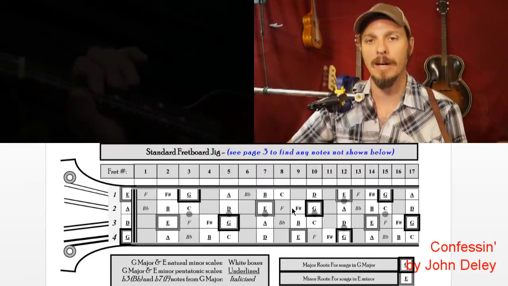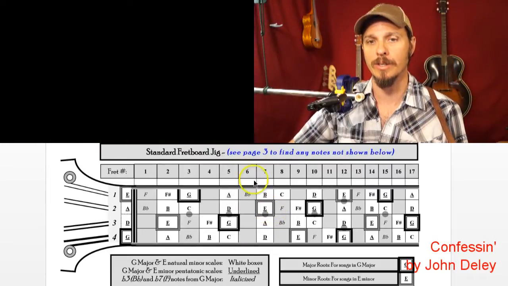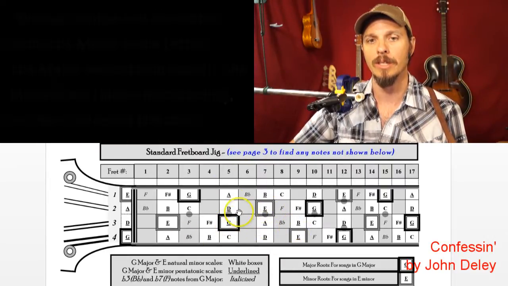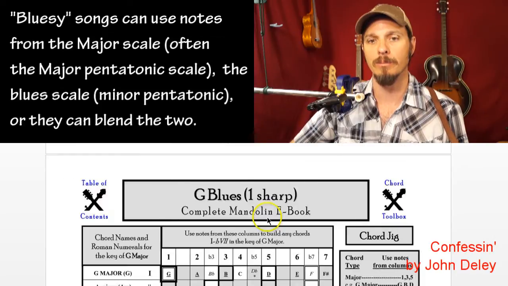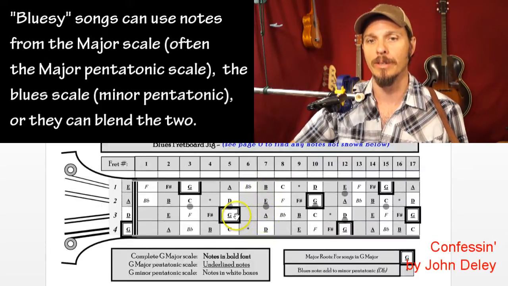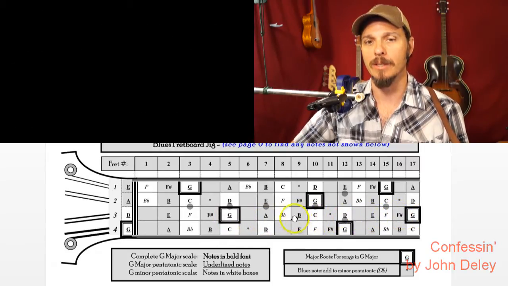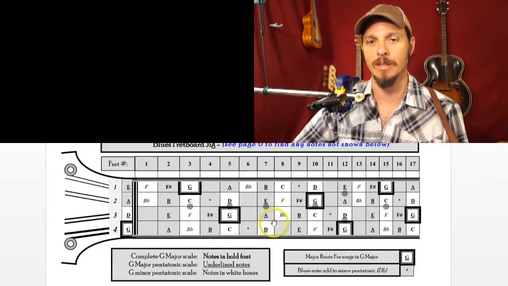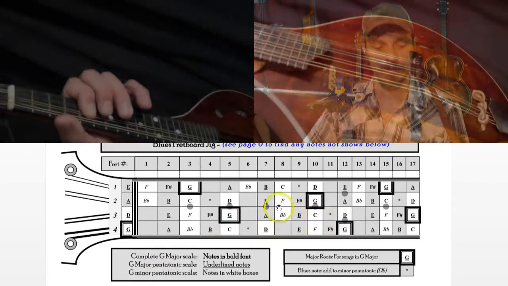So that's a weird thing about bluesy kind of songs, is they can sound good with the major scale, and then they can also sound good with bluesy scales, and you can mix them both. So I actually showed all the notes in bold going up here is the G major scale notes, and on the blues pages, the ones in white boxes are the G blues notes. So I'll go back to the G blues scale here, playing G, B flat, C, D, F, G.